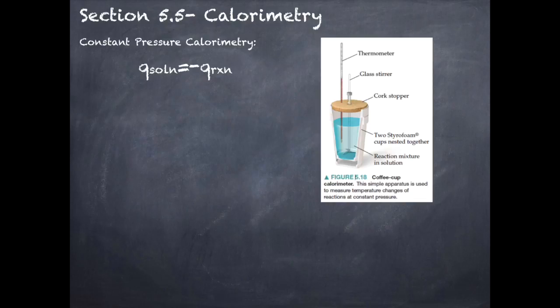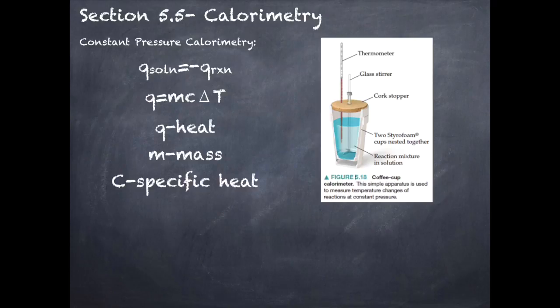The other equation we're going to use is Q equals mc delta T. Now, Q stands for your heat, m stands for your mass, c is your specific heat, and delta T is your change in temperature. So using your mass, specific heat, and your change in temperature, you can measure the amount of heat that's either absorbed or released in a solution process. Now keep in mind, change in temperature is your final temperature minus your initial temperature.